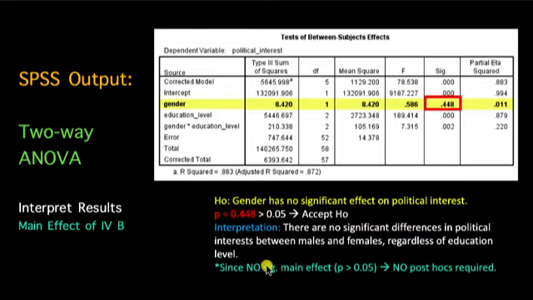Now, since we don't have a significant main effect in this scenario, post hoc tests are not required for gender. Okay, again, you only need post hocs if you have a significant main effect.